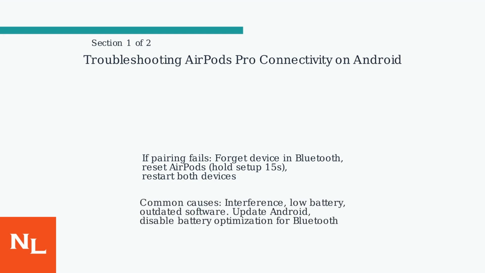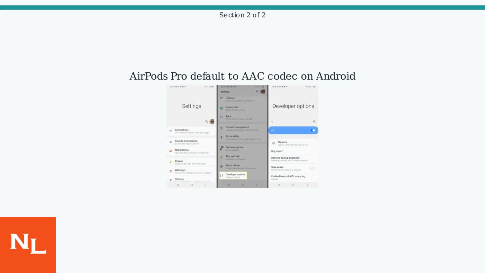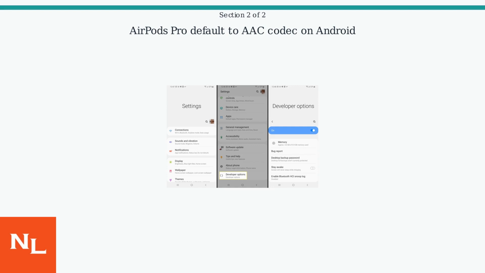Interference, low battery, or outdated software can also cause problems. Ensure your Android is updated and disable battery optimization for Bluetooth to help. AirPods Pro default to the AAC codec on Android, but Android supports superior codecs like aptX and LDAC. To potentially improve audio quality, you can try forcing a different codec via developer options.